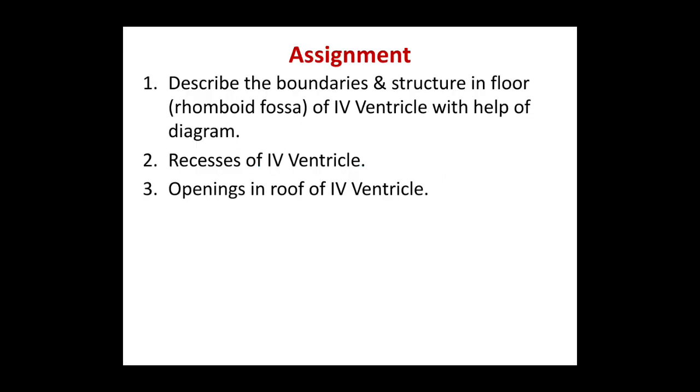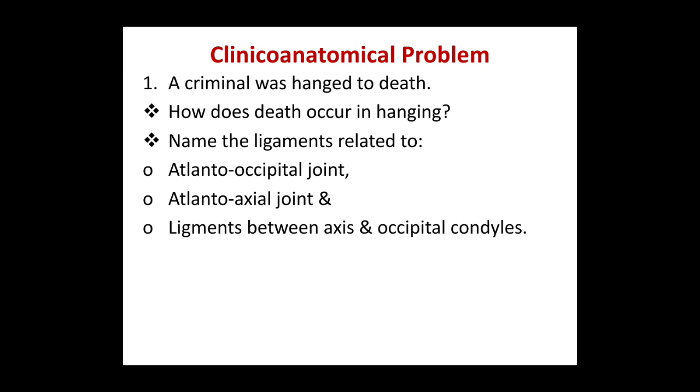Coming to the assignment: describe the boundaries and structure of the rhomboid fossa, or floor of the fourth ventricle, with the help of a diagram. The recesses of the fourth ventricle, and the openings in the roof of the fourth ventricle. A clinical problem: a criminal was hanged to death. How does death occur in hanging? Name the ligaments related to the atlanto-occipital joint, atlanto-axial joint, and ligaments between the axis and occipital condyles.